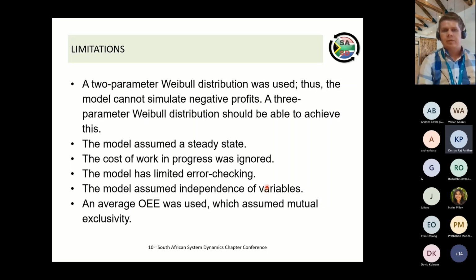So, some limitations of the specific model, and it was just to teach the students a bit. The idea was not to build a model that will be used for commercial gain or anything like that. Firstly, I used a 2-parameter Weibull distribution, so I couldn't simulate a negative profit, which would have been nice to be able to do. I think a 3-parameter Weibull distribution would solve that problem. The model assumes steady state. It ignored the cost of work in progress. I've built limited error checking in. It assumed independence of variables. In many cases, variables are at least correlated, so I didn't build that in. Average OEE was used, which assumed mutual exclusivity.